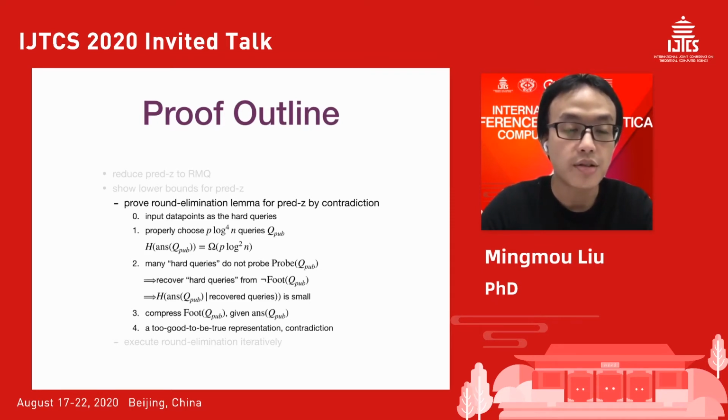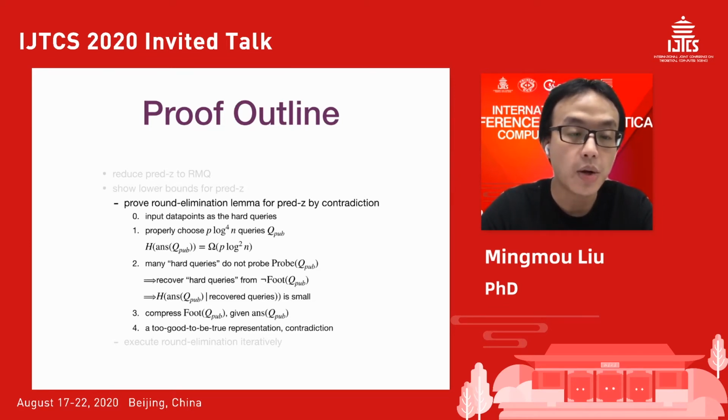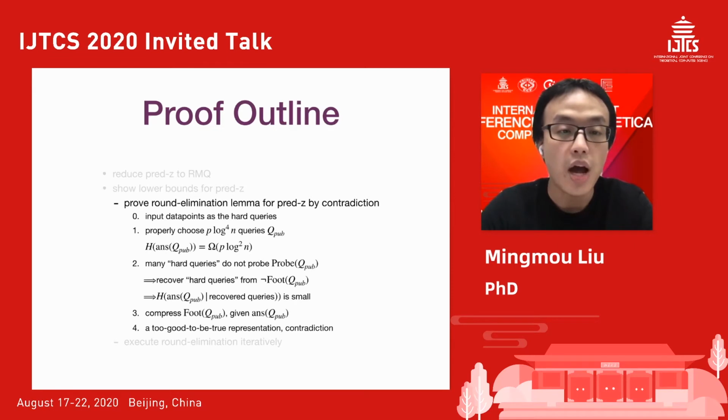At first, we fix a good set of queries QPub. We show that the answers of QPub contain lots of information about the database. Then, if there are too many hard queries which do not probe the cells probed by QPub, we show that the cells which are not probed by QPub contain lots of information about the answers of QPub. Finally, we compress the cells probed by QPub with the cells which are not probed by QPub. In the end, we have a too good to be true representation of the database.